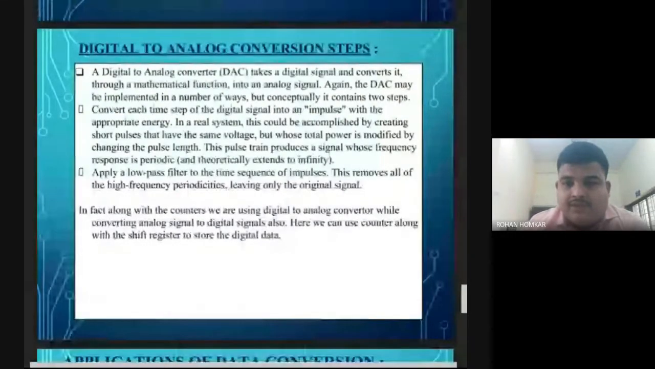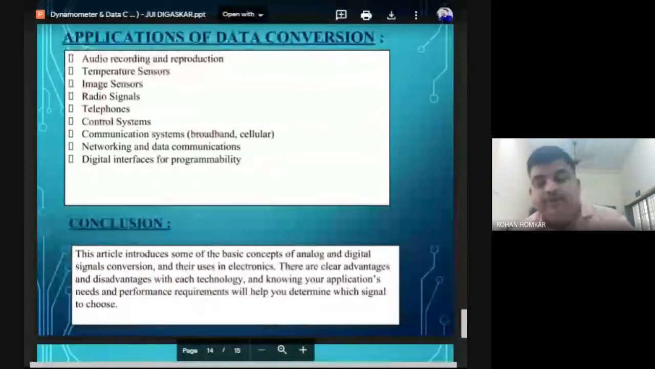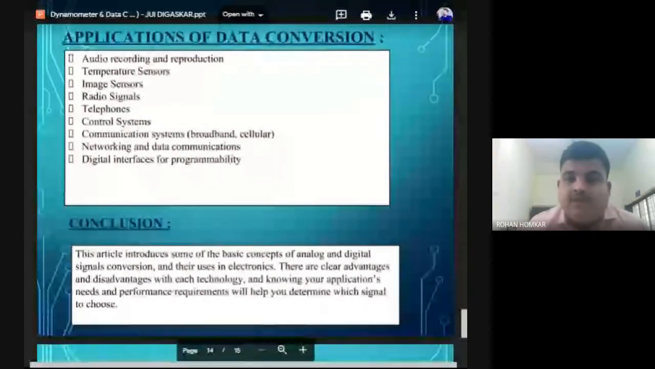Application of these conversion mechanisms, that audio recording and reproduction. Like I gave you an idea about this conversation, like I'm speaking right now using my microphone, and that way, though I'm not able to listen to you because digital to analog conversion at my end is not working. मतलब मेरे यहाँ का स्पीकर जो है वो नहीं चल रहा है, डिजिटल टू एनालॉग कन्वर्जन मैकेनिज्म नहीं चल रही है. So next is the temperature sensors, then image sensors like in your camera.